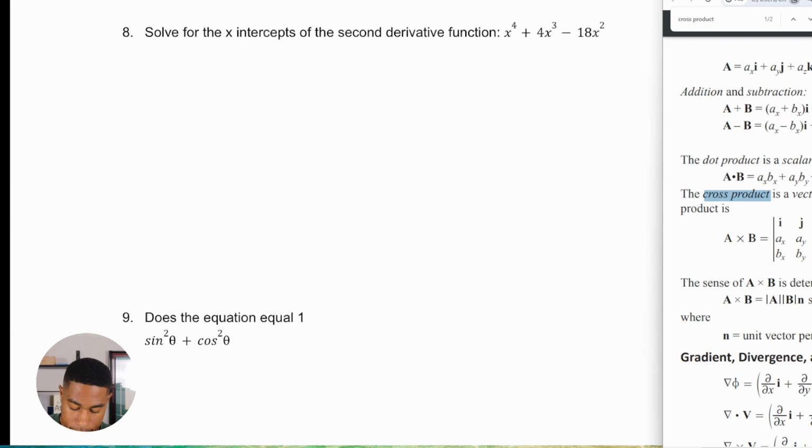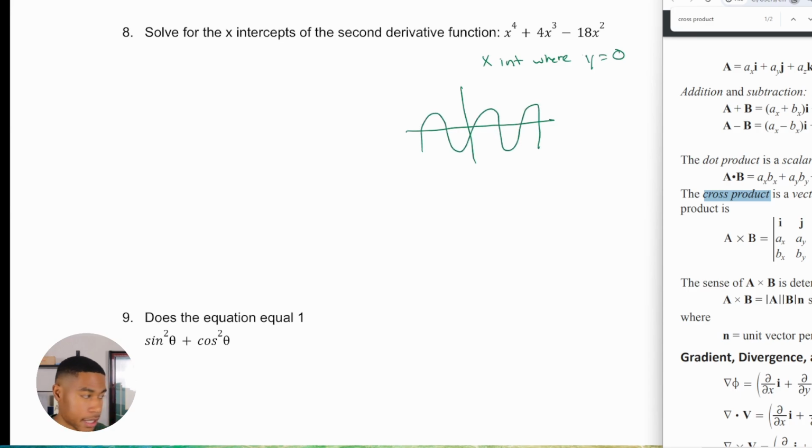Number 8 says solve for the x-intercepts of the second derivative function, x to the 4th plus 4x cubed minus 18x squared. Okay, so what is an x-intercept? An x-intercept is where y is equal to 0. And so pretty much if you have something drawn, a crazy equation, the x-intercepts are going to be here, here, here, here. This means y is equal to 0, right?